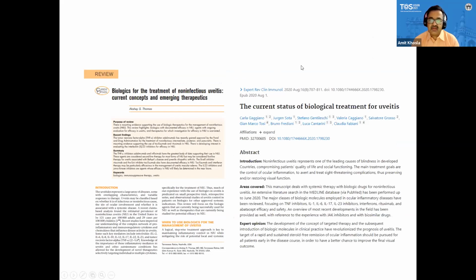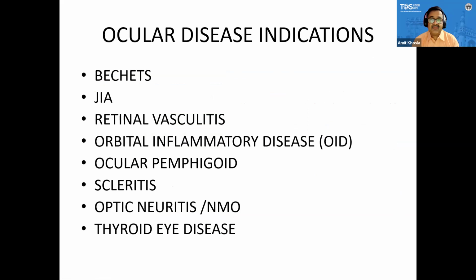And then you can start using biologicals, but remember you need to use them in association with a rheumatologist, because the initial guideline did not approve, the Indian drug controller has not approved it for use by ophthalmologists. In ocular disease, at present we are using biologicals in Behçet's, GIA, retinal vasculitis, orbital inflammatory disease, ocular pemphigoid, scleritis, optic neuritis, and thyroid disease, which are the various indications besides uveitis.